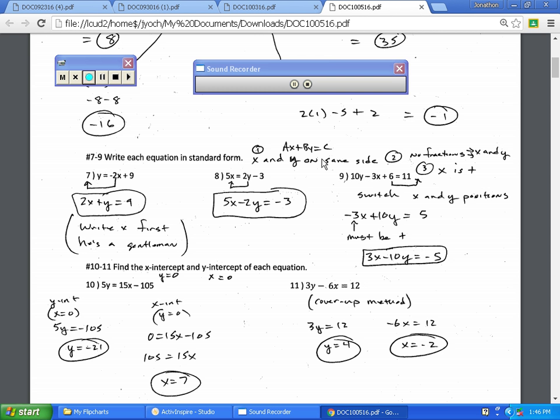X is a gentleman, always walks on the inside there. It's going to be -3x plus 10y equals 5. X has to be positive, so you multiply everything by -1. It's 3x minus 10y equals -5.